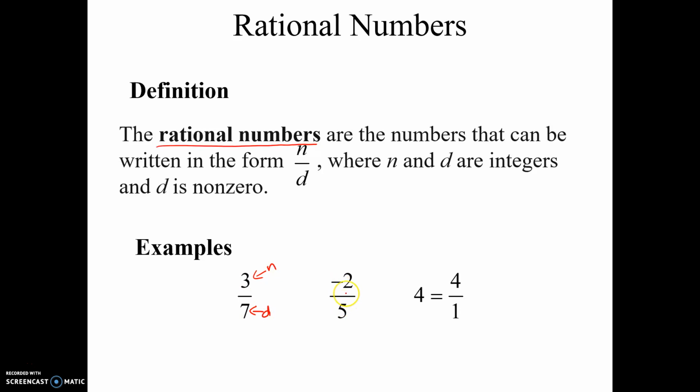Negative 2/5 is also a rational number. Any integer can always be written as a rational number. For example, 4 can be written as 4 over 1. 7 can be written as 7 over 1. Negative 10 can be written as negative 10 over 1. So any integer is also a rational number.